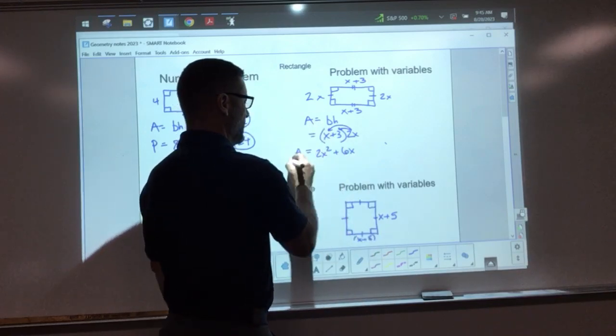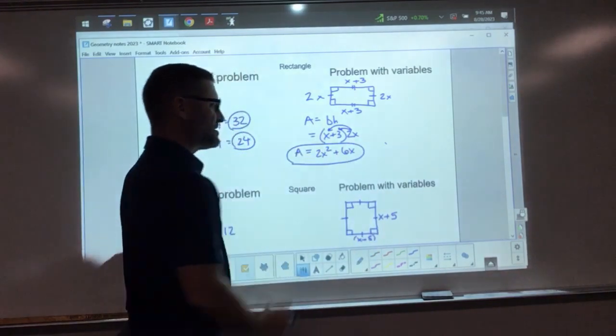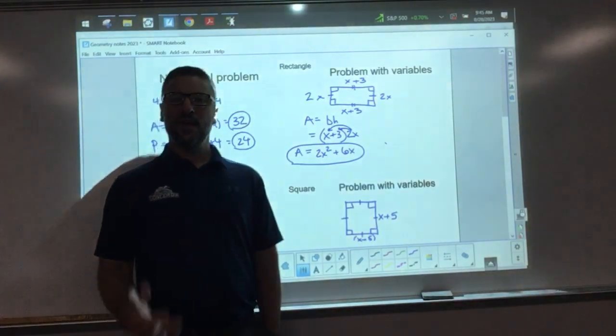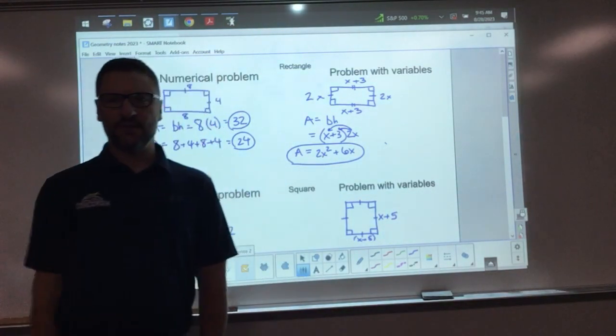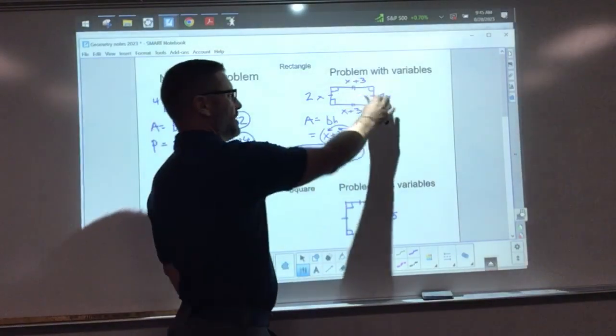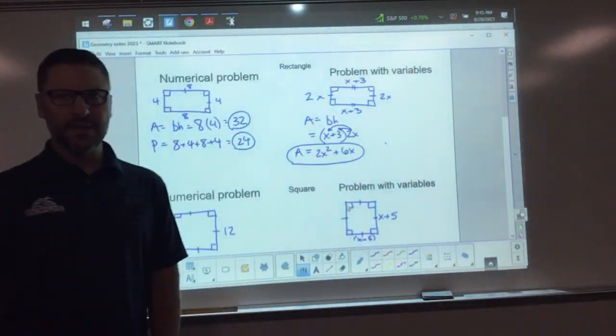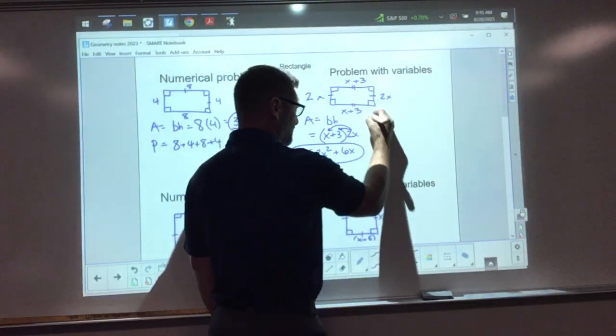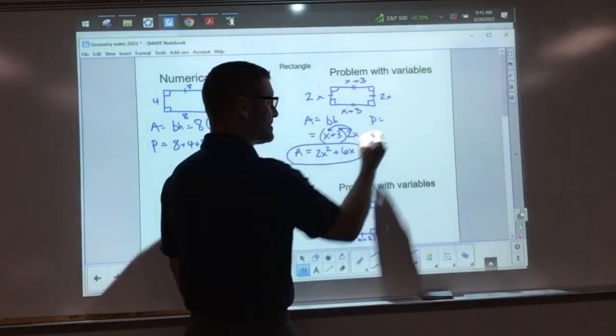So the area is the expression 2x squared plus 6x. And this is common for geometry, where you have these variables in here and you come up with an answer like that. Perimeter. Add up all the sides.